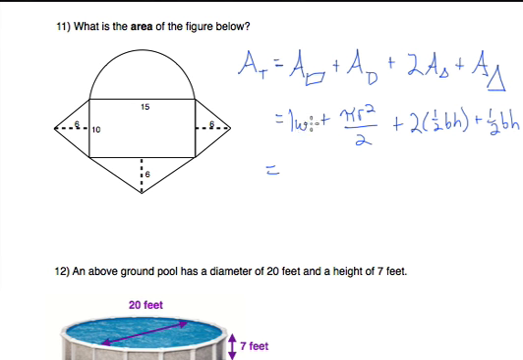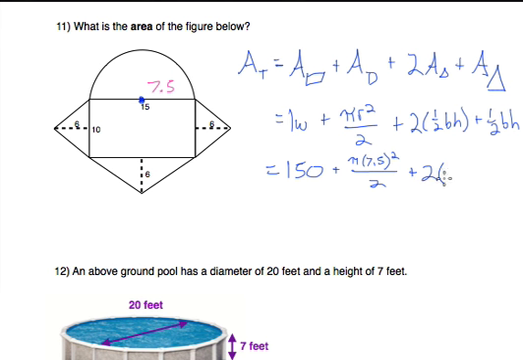So let's figure out what our numbers are. The length times the width of the rectangle is 10 times 15, which is just 150. Let's find the area of the circle. We know that the diameter of the circle is 15, so the radius is going to be 7.5. So we can plug that in. We're going to add this to pi times 7.5 squared over 2. Let's leave that alone right now.